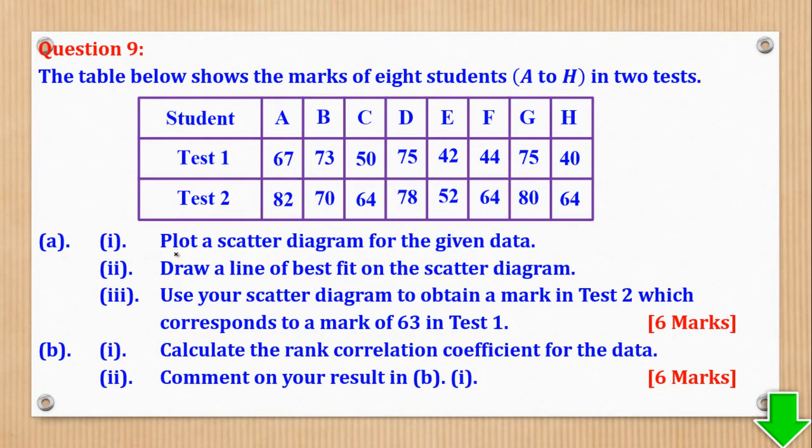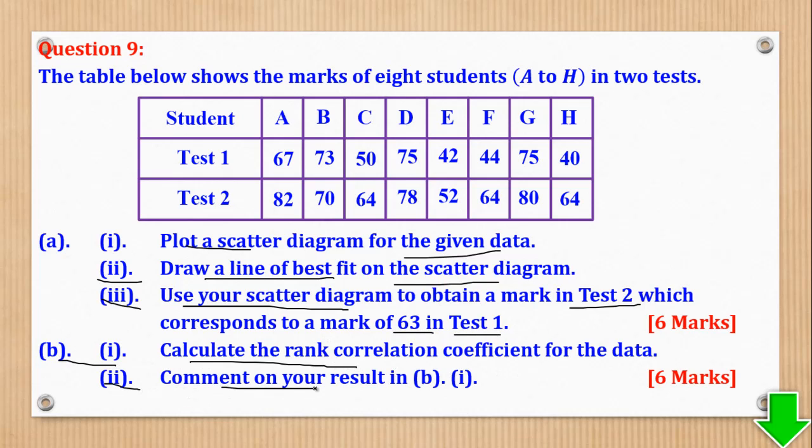Part A, Roman 1, plot a scatter diagram for the given data. Roman 2, draw a line of best fit on the scatter diagram. Roman 3, use your scatter diagram to obtain a mark in test 2 which corresponds to a mark of 63 in test 1. Then B, Roman 1, calculate the rank correlation coefficient for the data. And Roman 2, comment on your result.